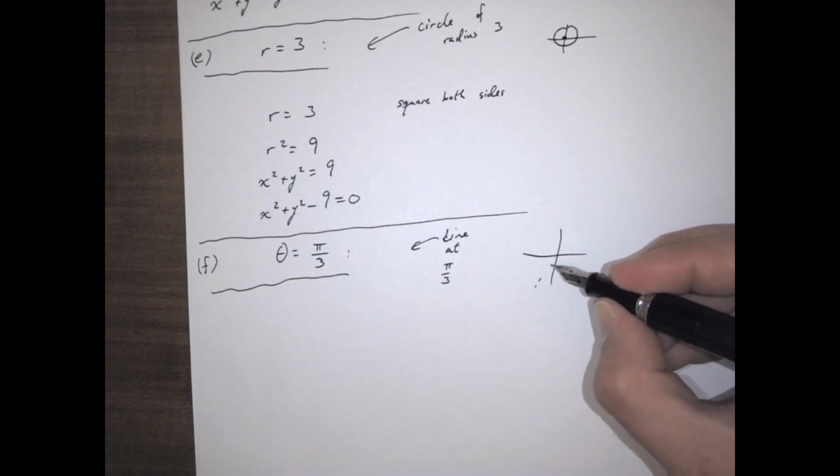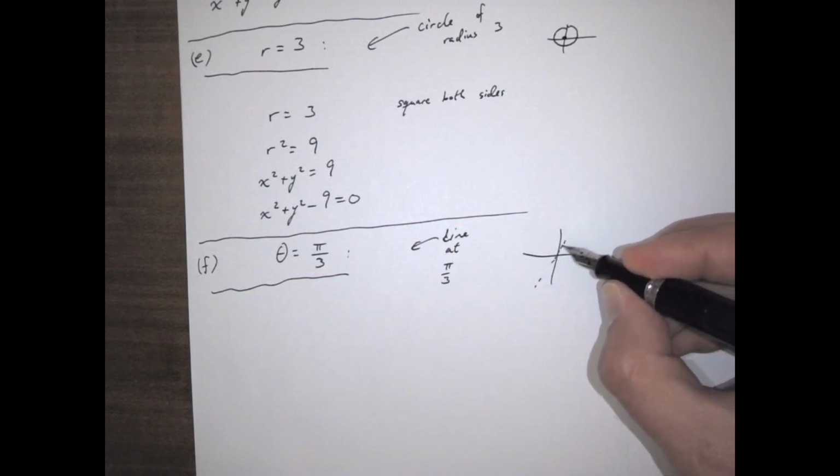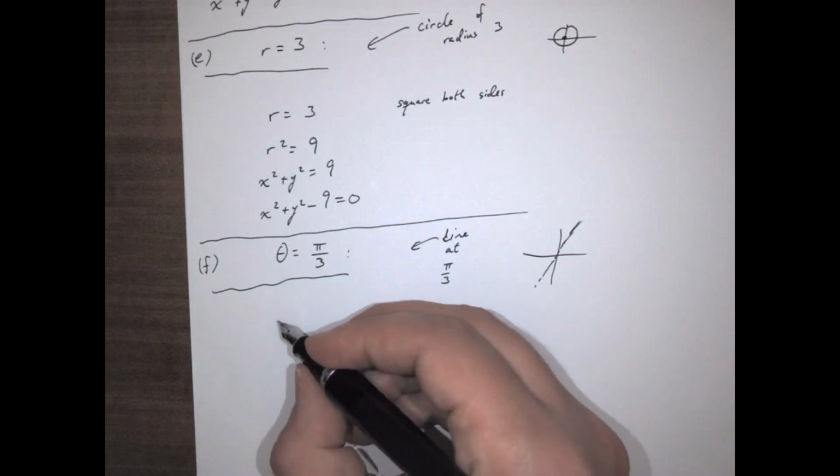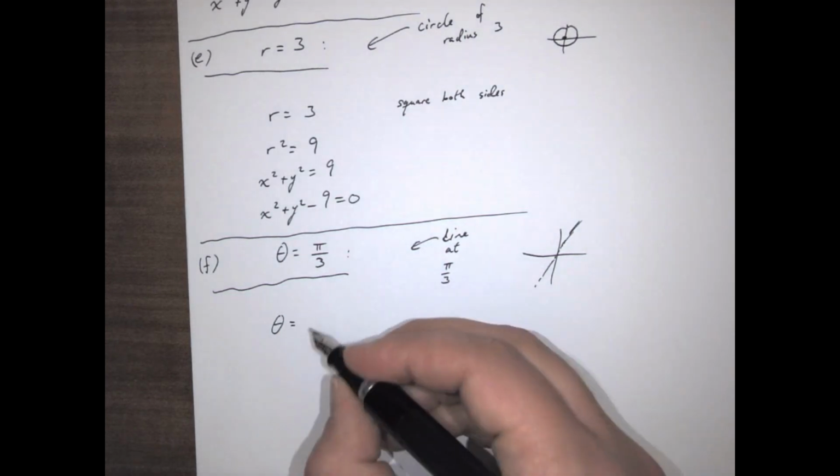And that is going to just be going up that way, like that. So we can tell it's just going to be everything whose direction is pi over 3. When r is positive, it'll be in quadrant 1. When r is negative, it'll be in quadrant 3. But that's the general layout here. Now, as written, it doesn't fit any of our patterns.